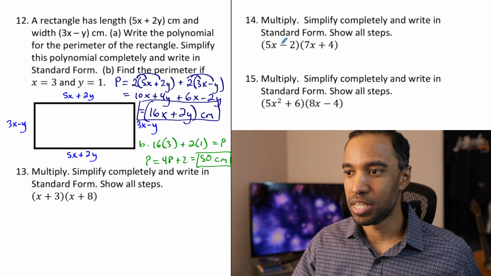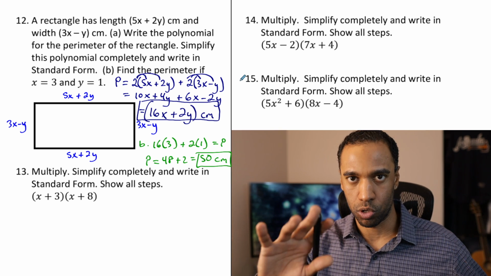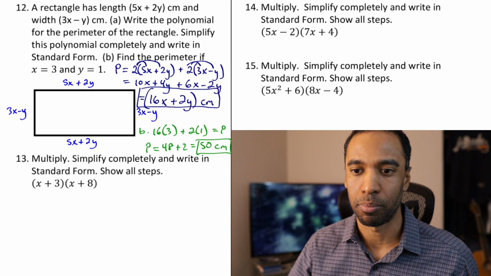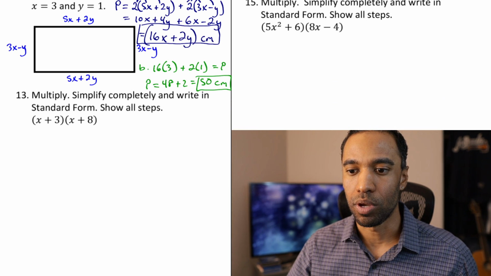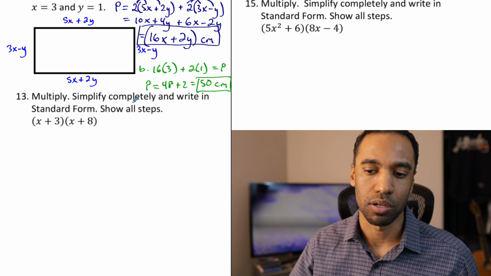All right, number 13, and you can see almost every single problem after this is going to have to do with multiplying polynomials of more than one term. Some will be special cases, some will be trinomials. Right now we're looking at binomials. So number 13, we multiply, simplify completely and write in standard form, show all steps.